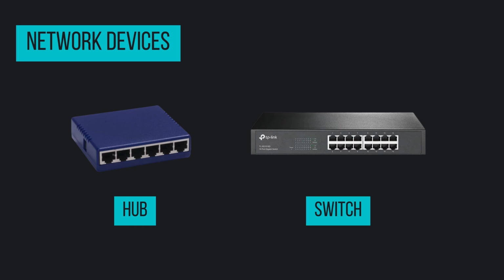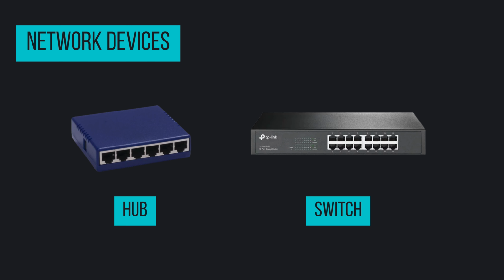Hubs versus switches. A hub is basically a dumb multiport repeater. When it receives data, it broadcasts that data to every single connected device. It's like shouting in a crowded room. Everyone hears everything, whether it's meant for them or not. This creates what we call a single collision domain, where all devices compete for the same communication channel.